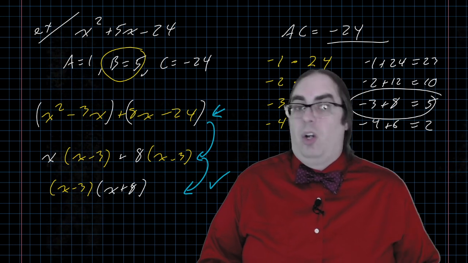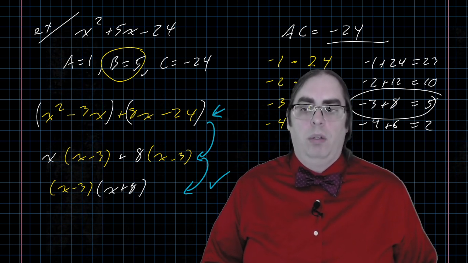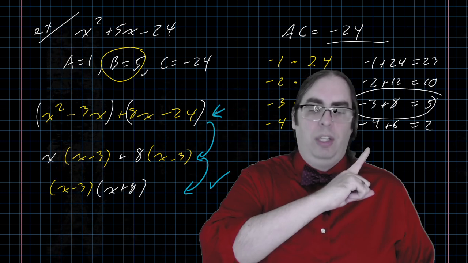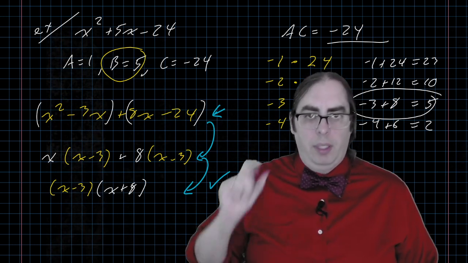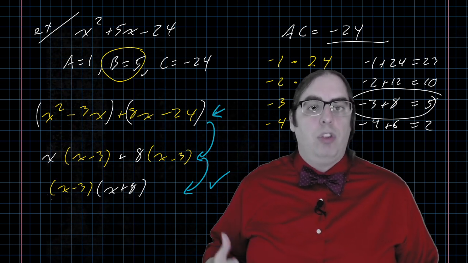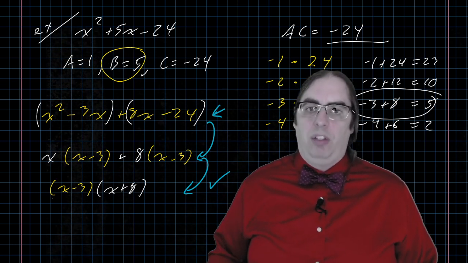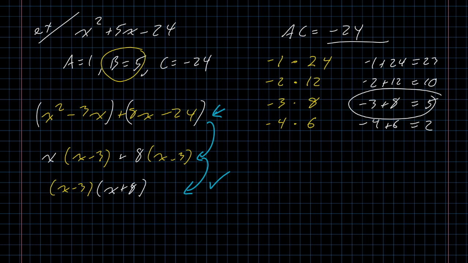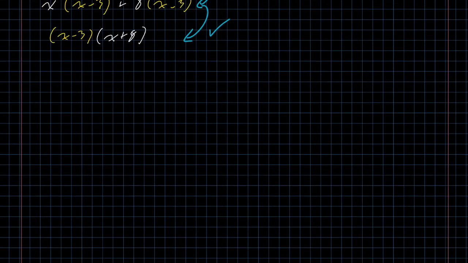But there are times when it just doesn't work. You will find nothing on the list that actually adds to your middle term, in which case factoring is still not going to work. But as long as there is something there, the process will work. Let's take a look at one more example.